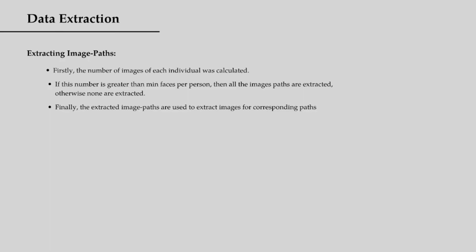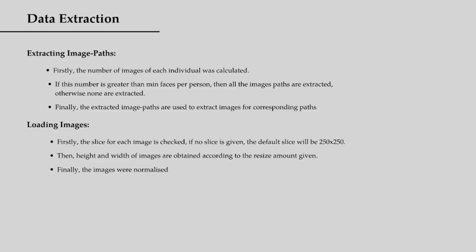So let's study the way we extracted the data. For data extraction, we divided this process into two parts. First we extract all the image paths in the dataset directory. Finally, the extracted image paths will be used to extract images, which is done by loading the images.